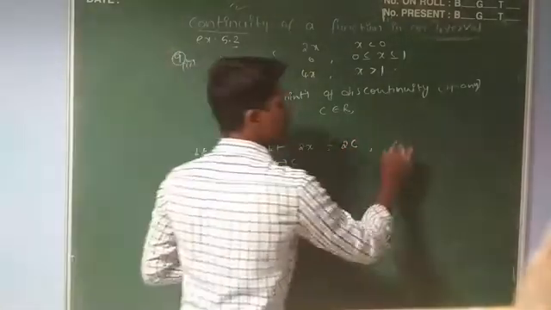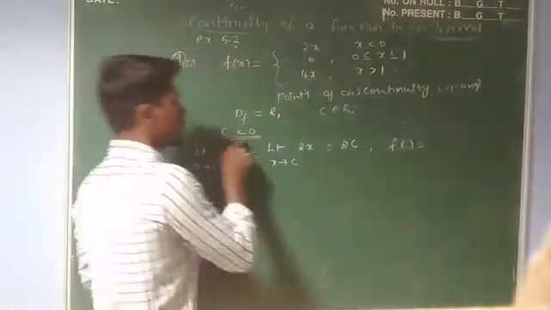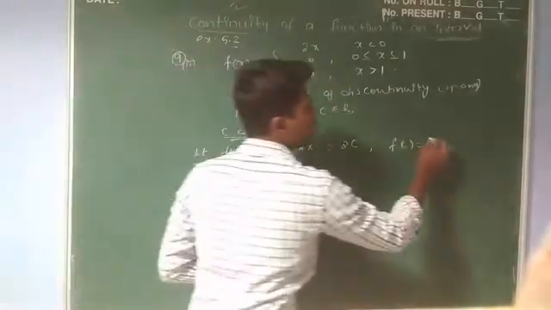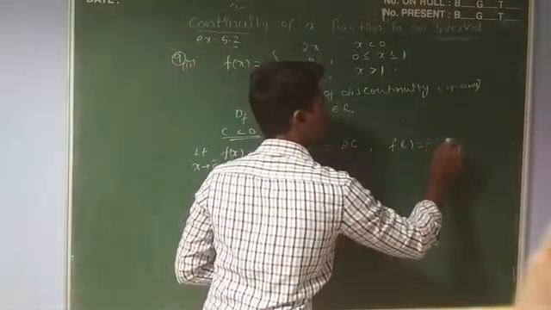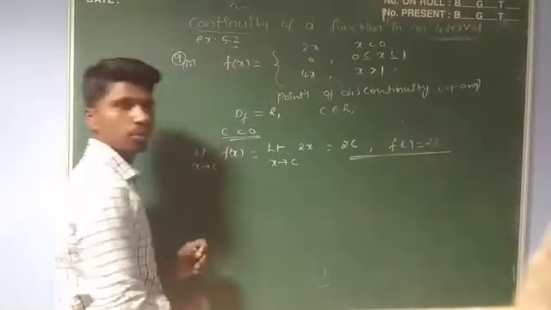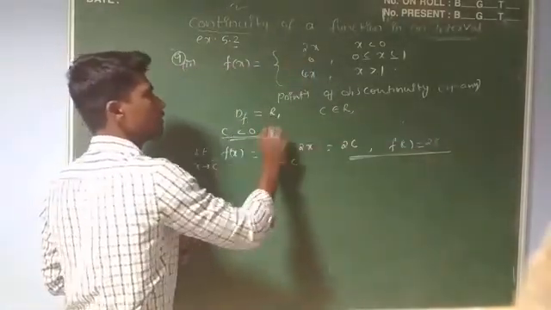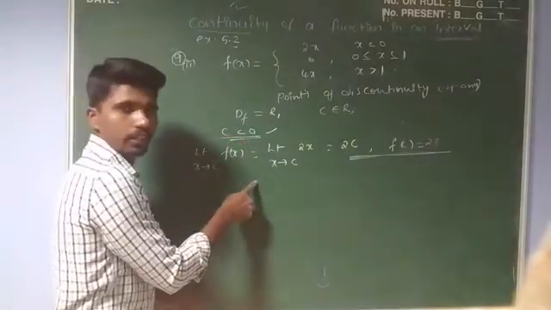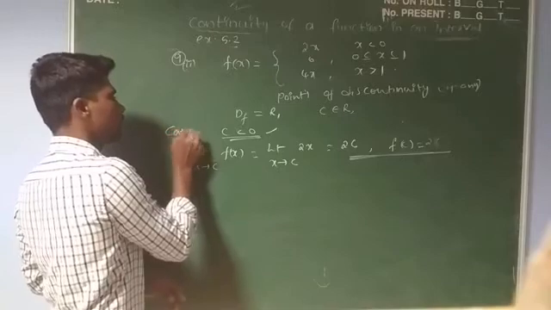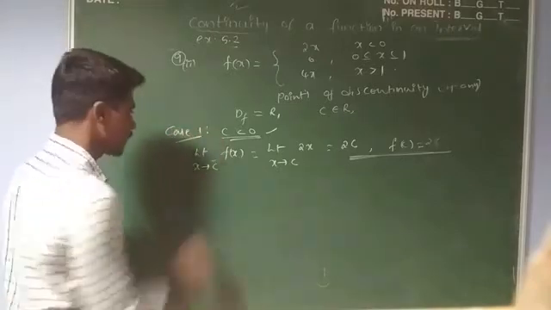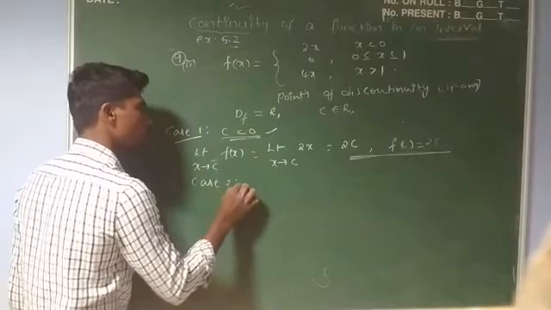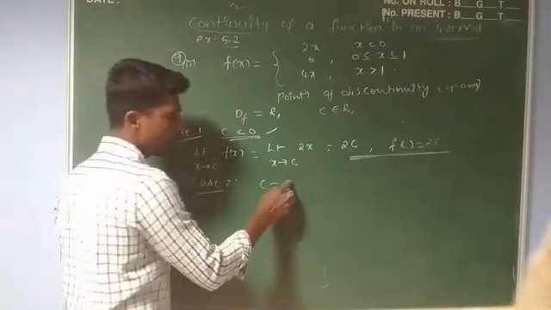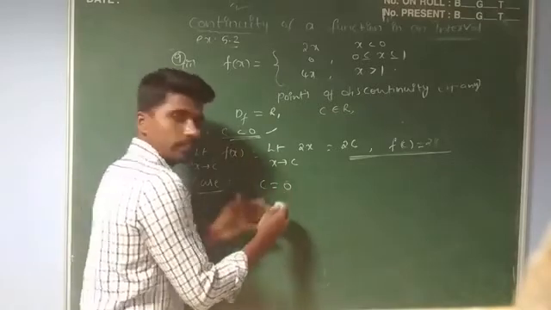And what is f of c? For x less than 0, f of c is 2 into c, which is equal to 2c. Both are equal. So the given function is continuous for c less than 0. So case 1 got over. Next, I am going to case 2. What is case 2? At c equal to 0. If I take c equal to 0, three subconditions will come.